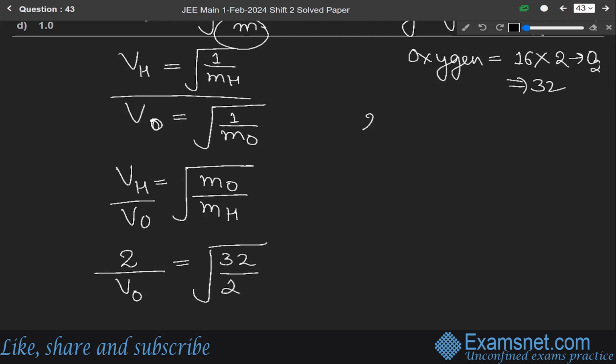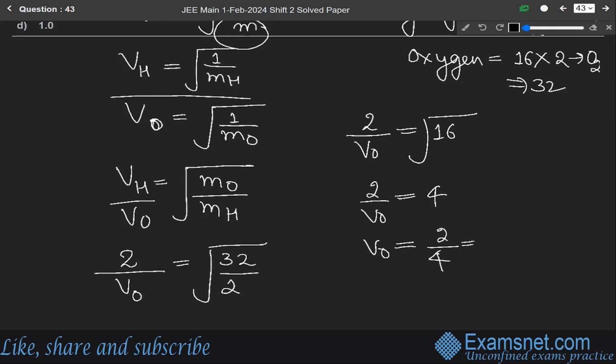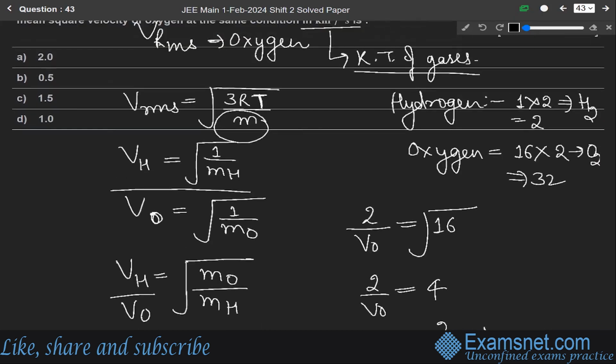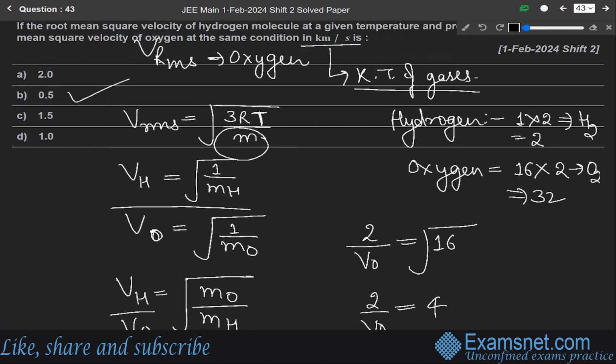So it will be 2 over V naught equals under root of 16, so 2 over V naught is equal to 4. So V naught is equal to 2 over 4, which means 1 by 2. It means 0.5 kilometer per second. Okay, so the correct answer is option B.